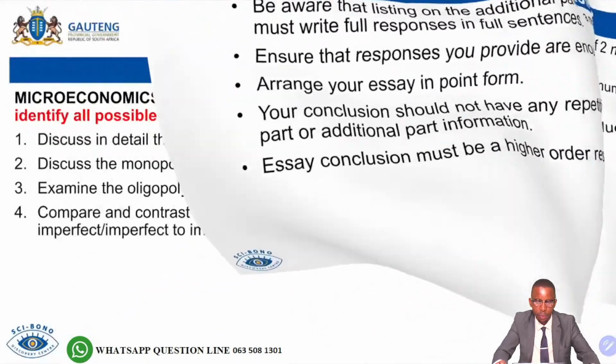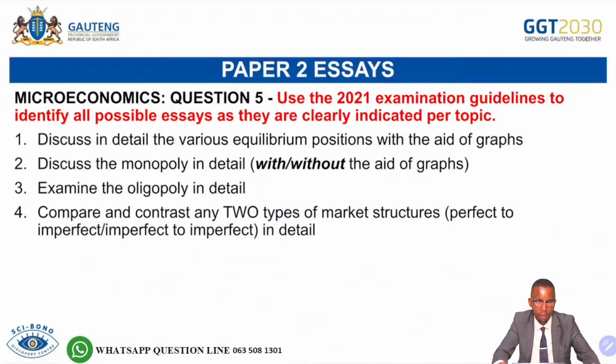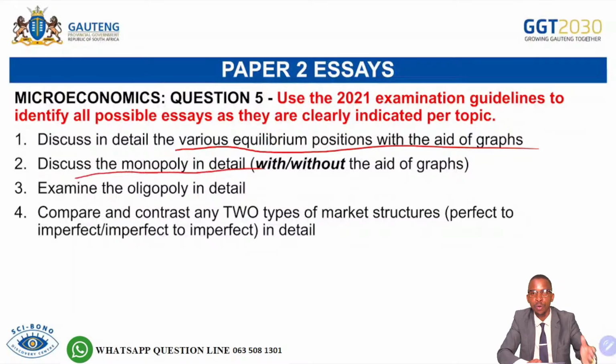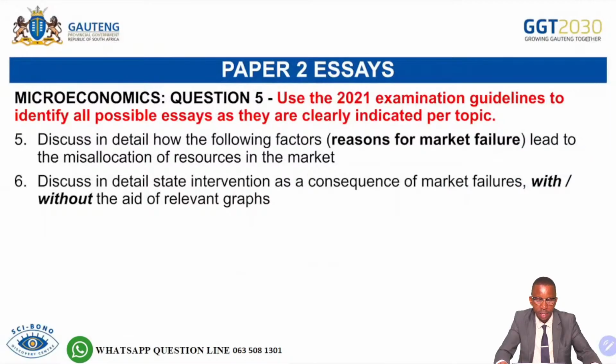And then here we will show you a list of essays for microeconomics. Discuss in detail 3 equilibrium positions for the firm under perfect market. Discuss monopoly in detail with the graph, where you discuss equilibrium positions or discuss characteristics of market structure. Examine oligopoly in detail. Compare and contrast 2 market structures, which can be perfect market to monopoly, monopoly to monopolistic, etc. And then discuss in detail how the following factors can lead to misallocation of resources in the market.